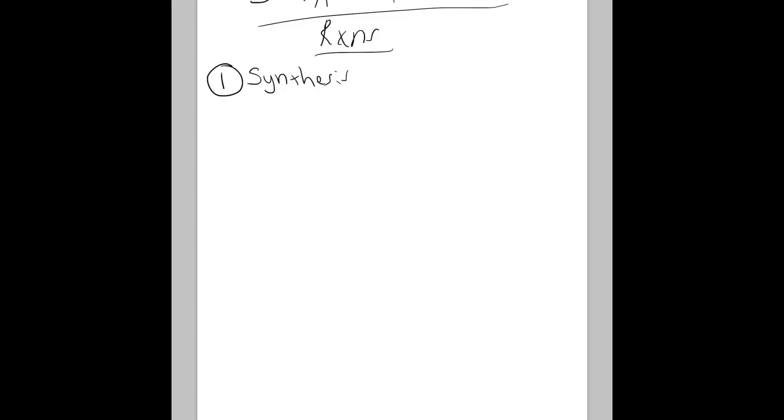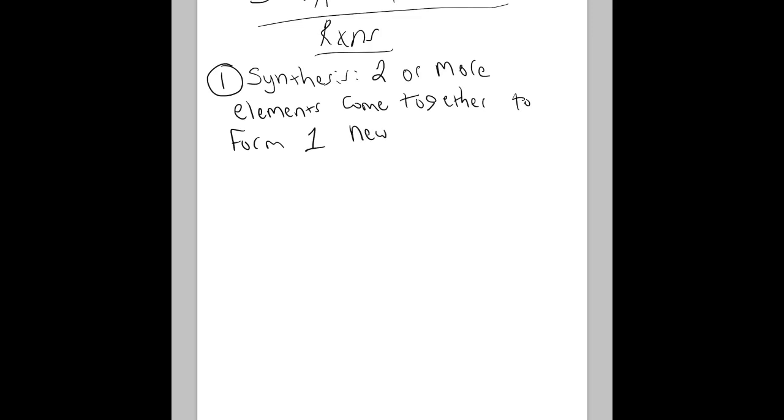So the first one that we learned about is called synthesis. And so if you remember, a synthesis reaction is when 2 or more elements come together to form one new compound / product. Okay, so let me repeat that. A synthesis reaction occurs when 2 or more elements come together to form one new compound / product.